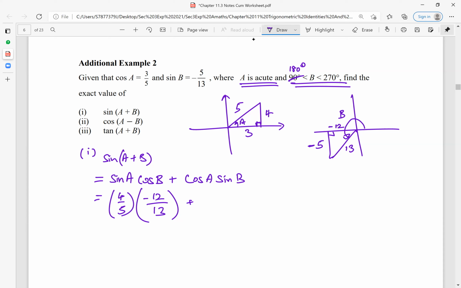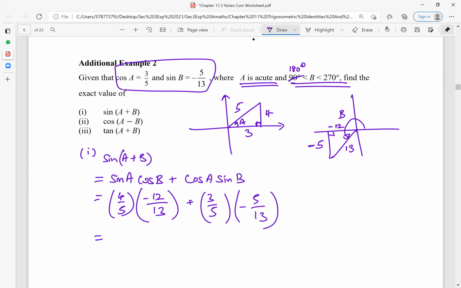Cosine A is A over H. So it's just copy from the top. Sine B is also copy from the top, because these two are given here. Okay. That's it. Done. You can just manipulate this.